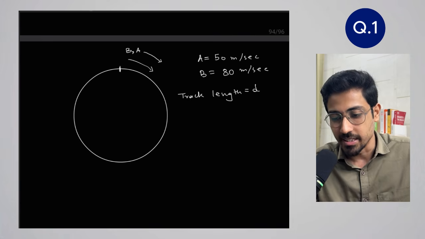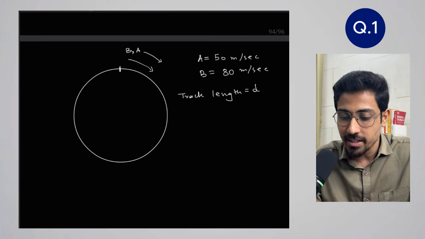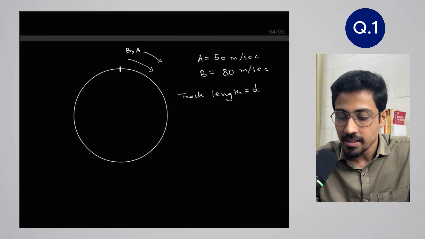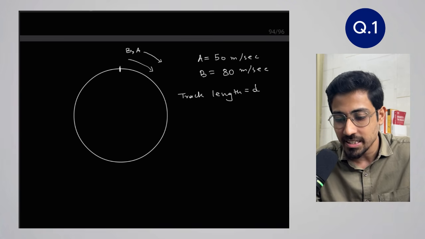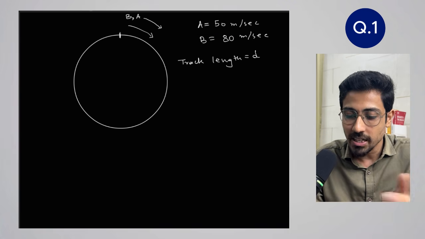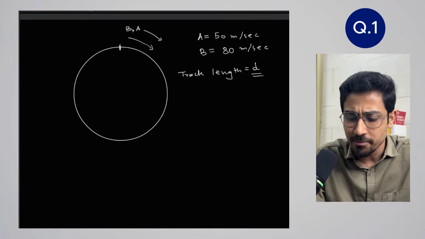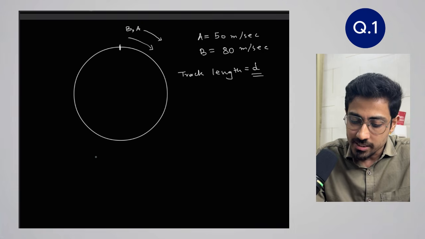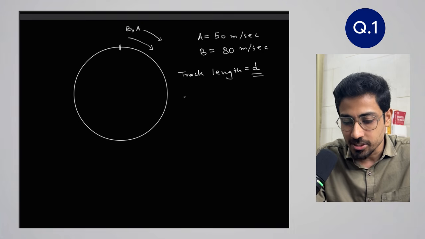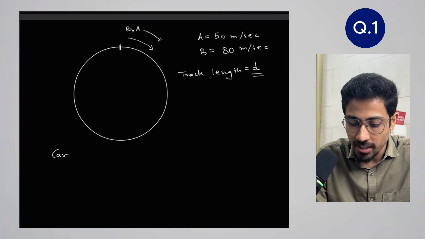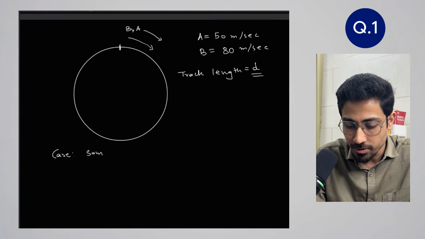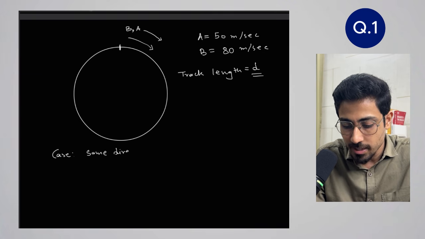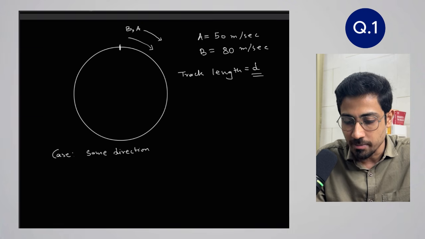Now let's come to this case. A's speed is 50 meters per second, B's speed is 80 meters per second, and the track length is d. The track length is always d, and we are just taking a case, we are not solving for values. Now suppose they are traveling in the same direction. This is a case for same direction. Please be very careful about this. It's always the same direction if both of them are traveling in the same direction.